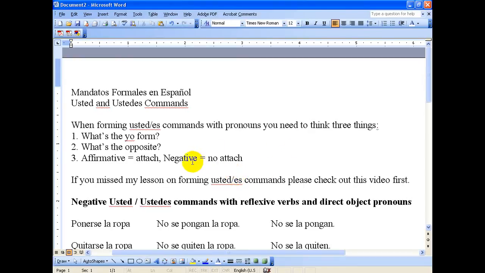So when you're making these commands, you got to think three things really. What's the O form? What's the opposite? And affirmative equals attach, negative equals no attach.